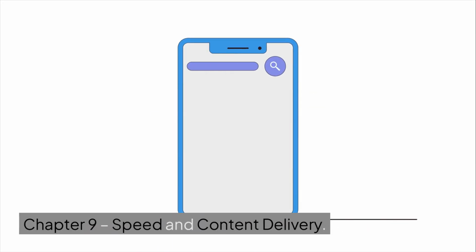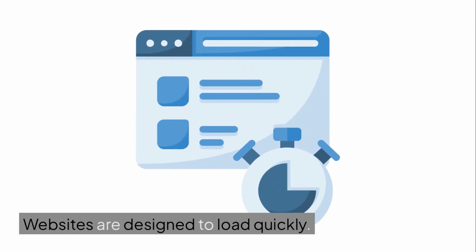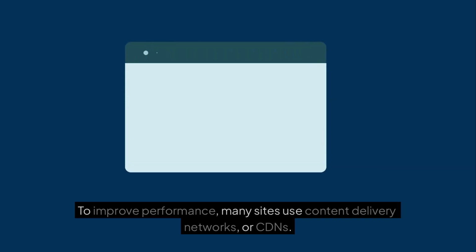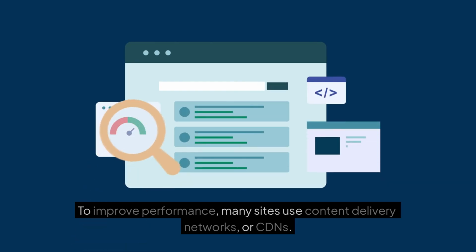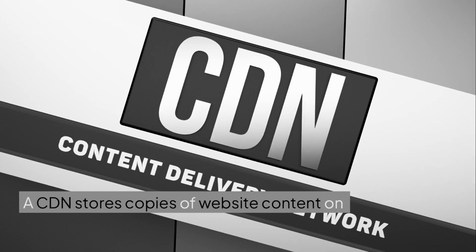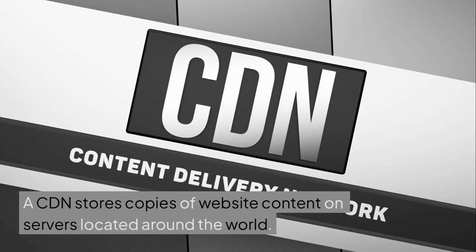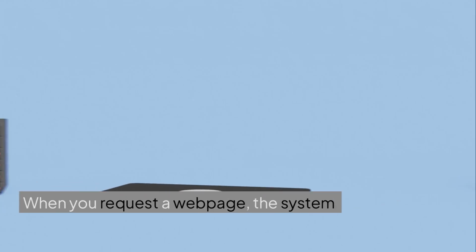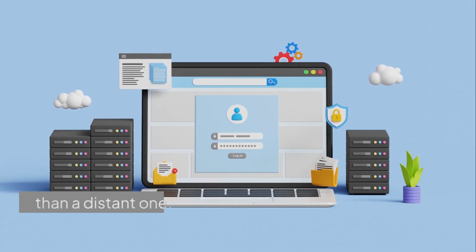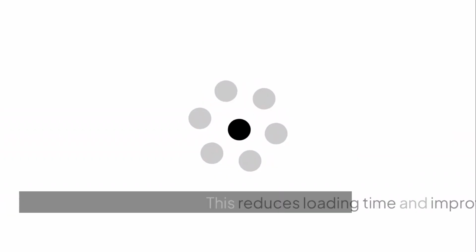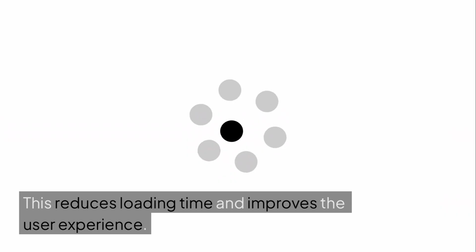Chapter 9: Speed and Content Delivery. Websites are designed to load quickly. To improve performance, many sites use content delivery networks, or CDNs. A CDN stores copies of website content on servers located around the world. When you request a web page, the system delivers data from a nearby server rather than a distant one. This reduces loading time and improves the user experience.